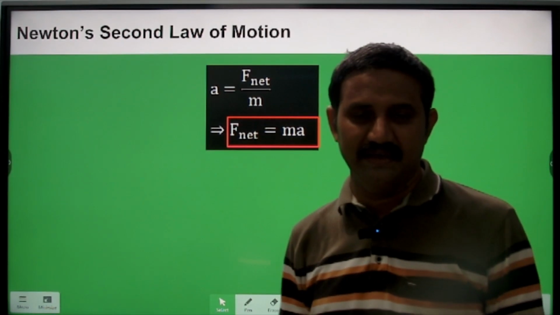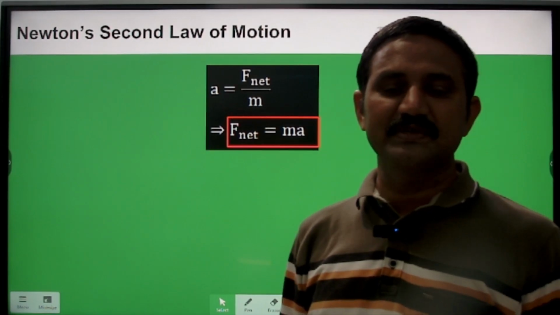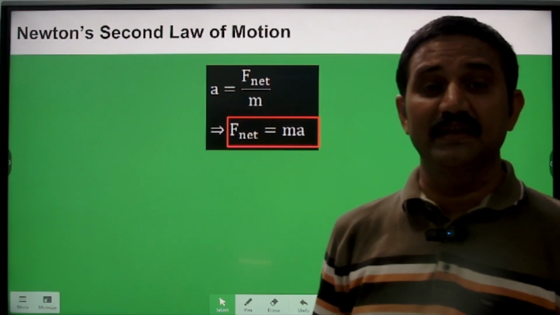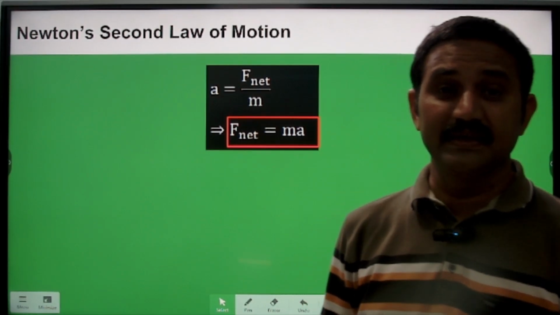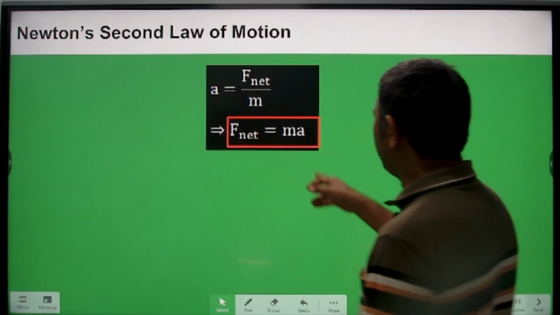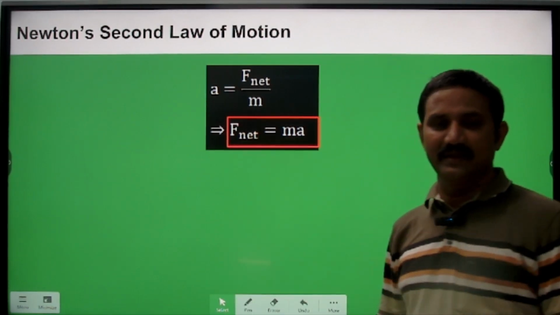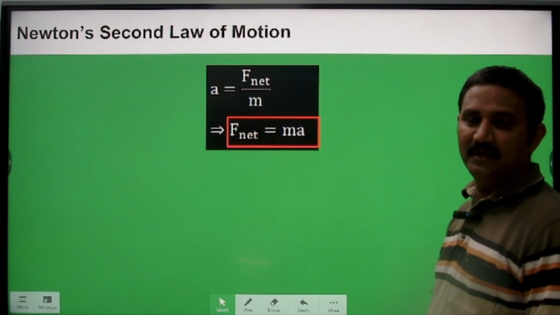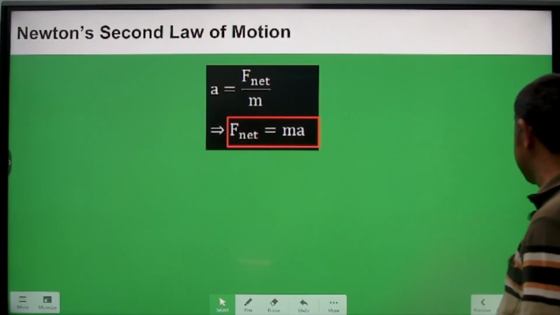Net force acting on an object. That net force is the net external force, not internal force. The net external force acting on an object is equal to the mass of the body times the acceleration of the body. This is valid only when the mass of the body is constant; then only Newton's second law, F net is equal to mass times acceleration, holds.